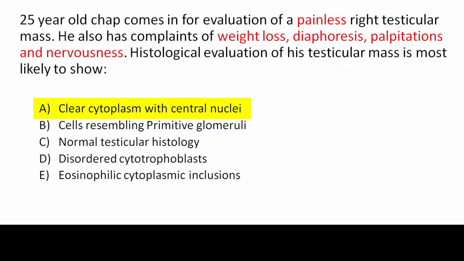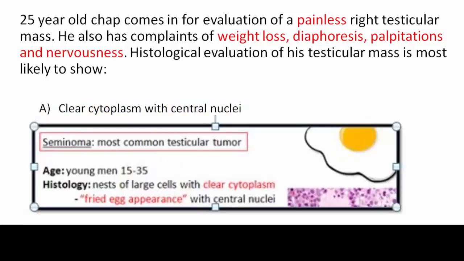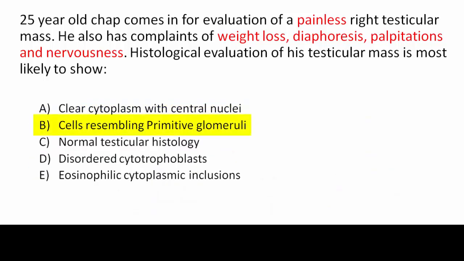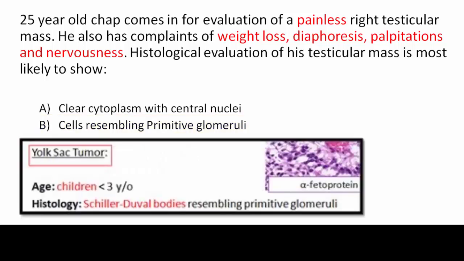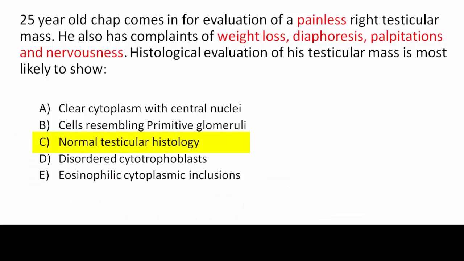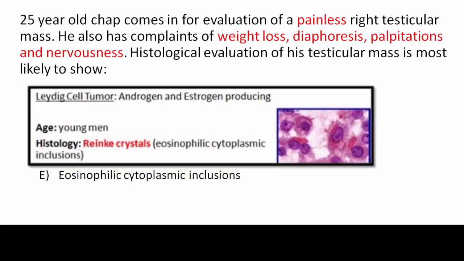A. Clear cytoplasm with central nuclei. This is the so-called fried egg appearance of a seminoma. B. Cells resembling primitive glomeruli. These are the Schiller-Duval bodies of a yolk sac tumor. C. Normal testicular histology. This is just a distractor. E. Eosinophilic cytoplasmic inclusions. These are the Reinke crystals that we see with Leydig cell tumors.